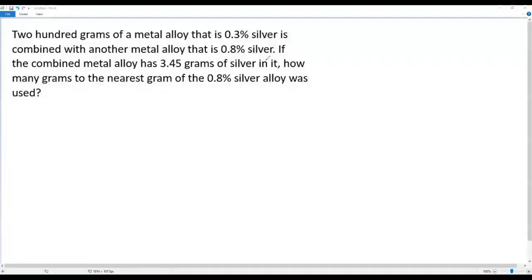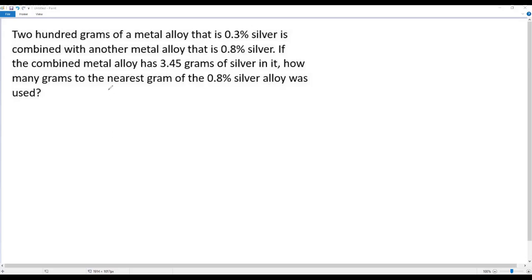Here we have a SAT math question. Let's go through the information. 200 grams of a metal alloy that is 0.3% silver is combined with another metal alloy that is 0.8% silver. If the combined metal alloy has 3.45 grams of silver in it, how many grams, to the nearest gram, of the 0.8% silver alloy was used?